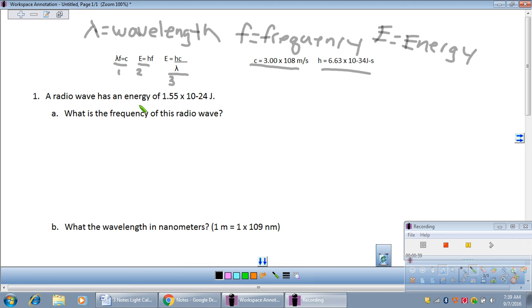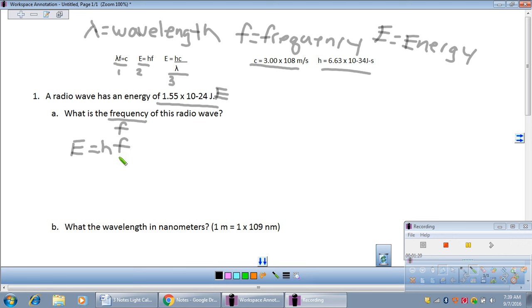So number one, a radio wave has an energy of 1.55 times 10 to the negative 24th joules. That is energy. And we are solving for frequency. What is the frequency of this radio wave? So knowing that we have energy and we're solving for frequency tells us we're going to use our second equation because the second equation has energy and frequency in it. Energy equals Planck's constant times frequency.